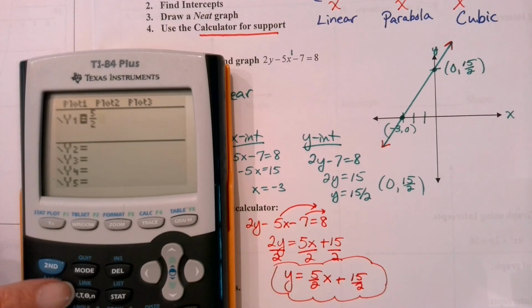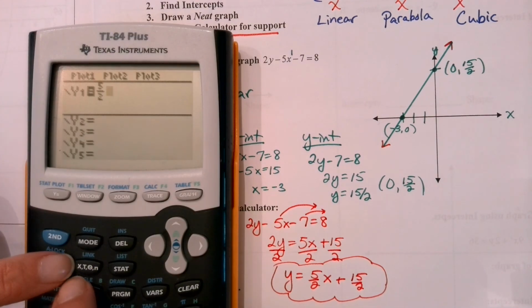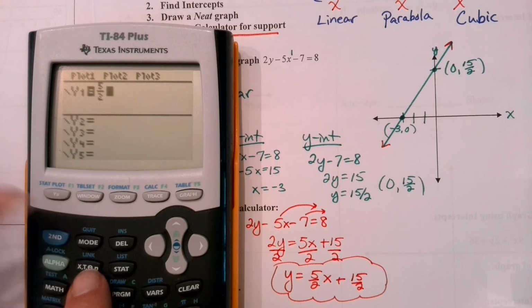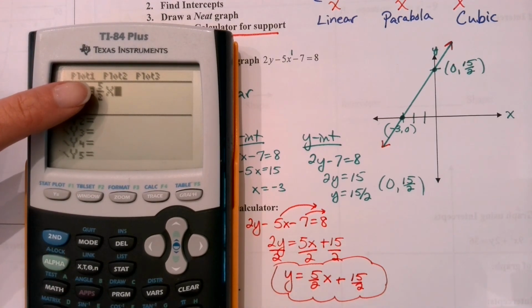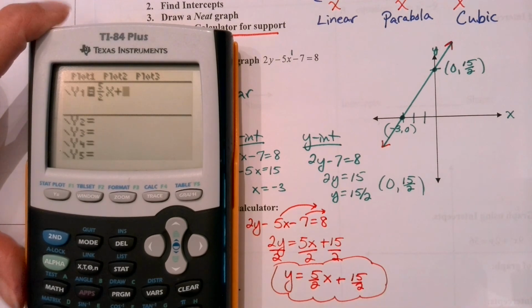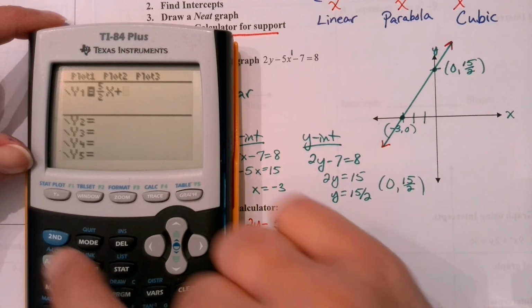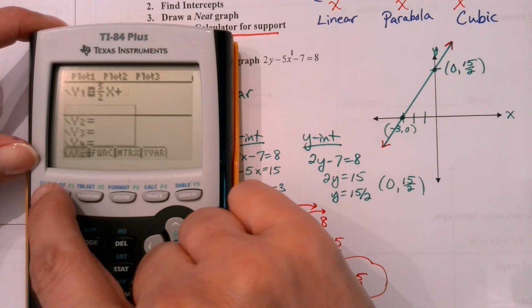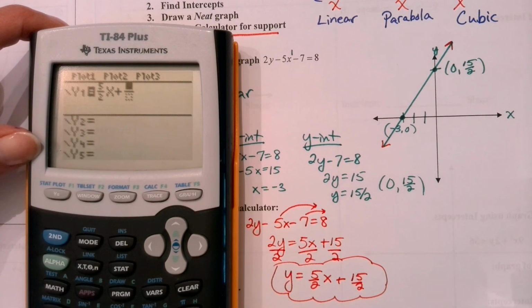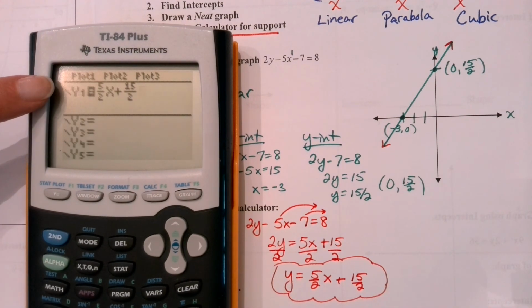The variable button is right here. It's called xt theta. We're in function mode, so the variable button is going to be an x, plus, now let's go get fraction again. It's alpha y equals, I choose number 1 and I type 15 over 2. So I've typed my equation into y equals.